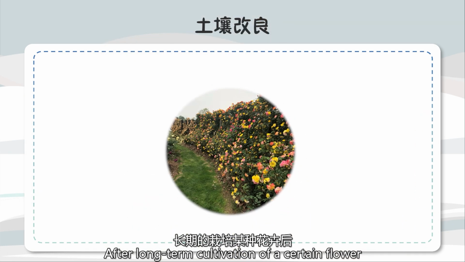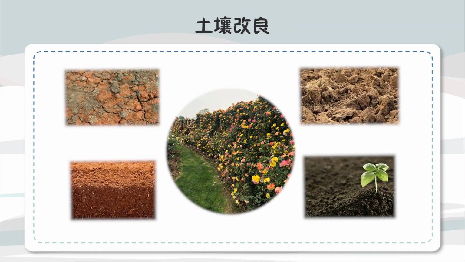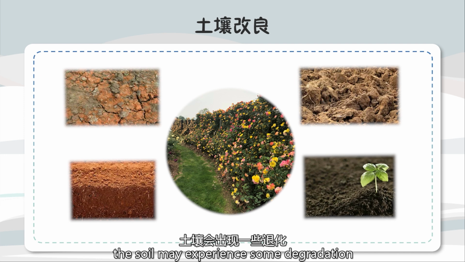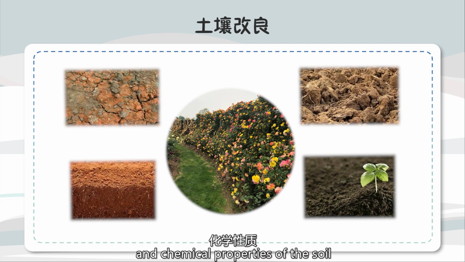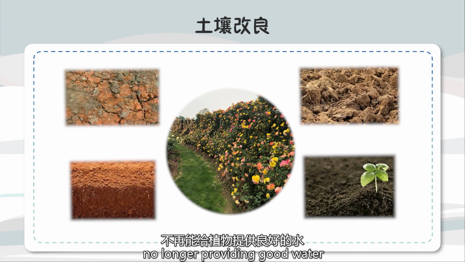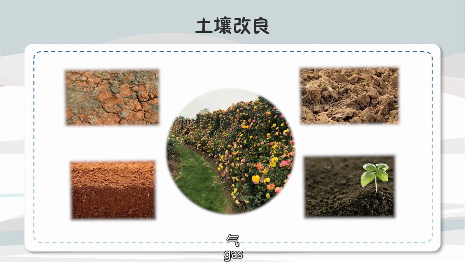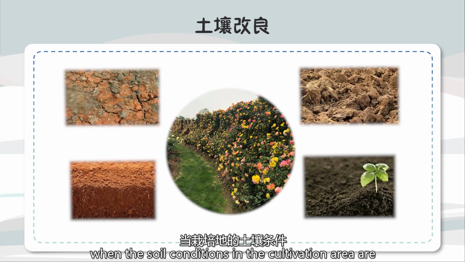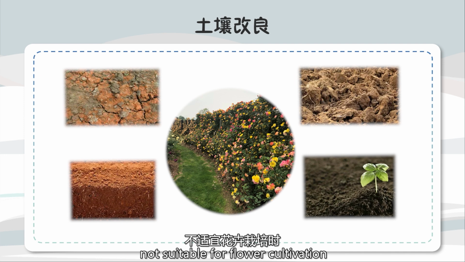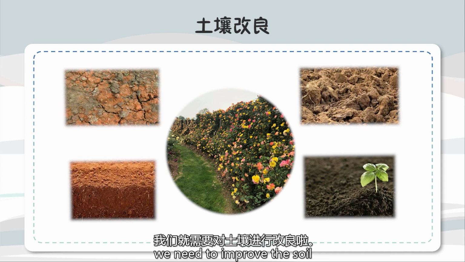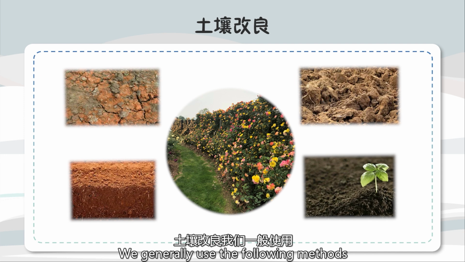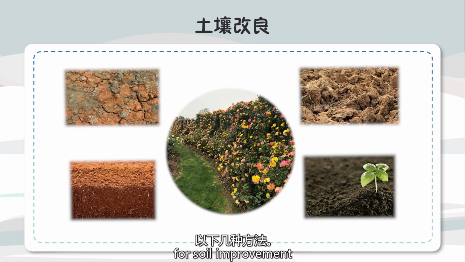After long-term cultivation of a certain flower, the soil may experience some degradation, and the physical and chemical properties of the soil may no longer be suitable for the cultivation of that plant, no longer providing good water, fertilizer, gas, and heat conditions for the plant. That is to say, when the soil conditions in the cultivation area are not suitable for flower cultivation, we need to improve the soil. We generally use the following methods for soil improvement.